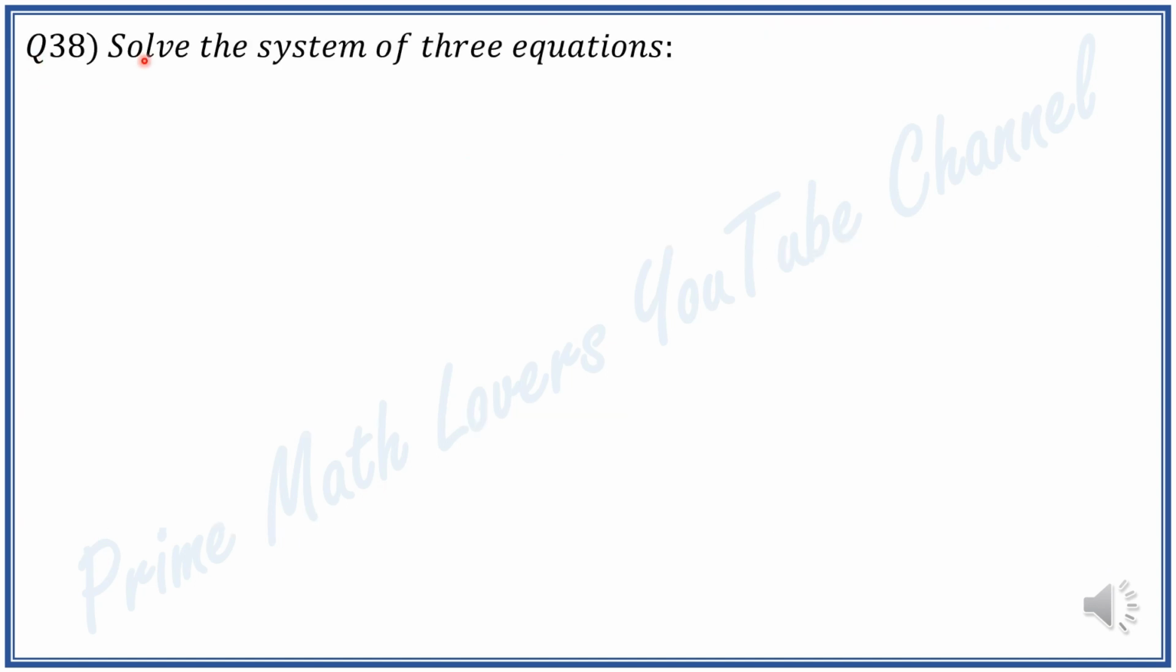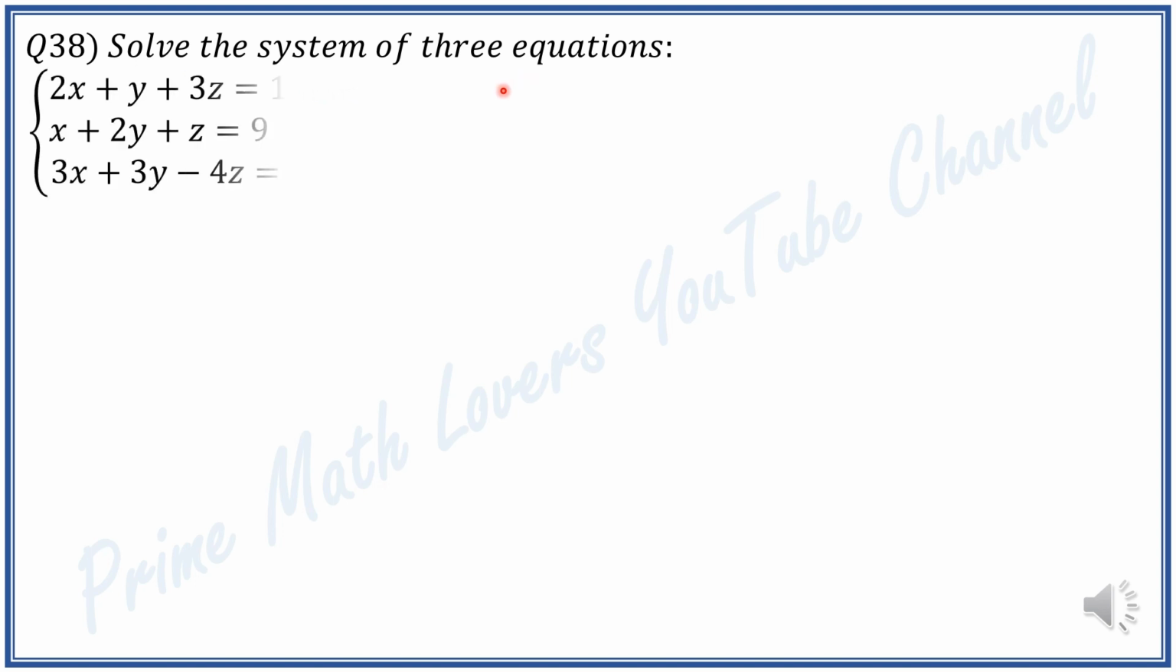Question 38. Solve the system of three equations. 2x plus y plus 3z is equal to 10, x plus 2y plus z is equal to 9, and 3x plus 3y minus 4z is equal to 11. We call these equations equation number 1, 2, and 3. We use the elimination method to solve this system of three equations.